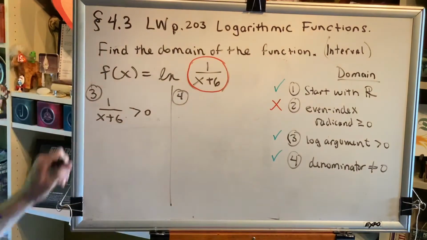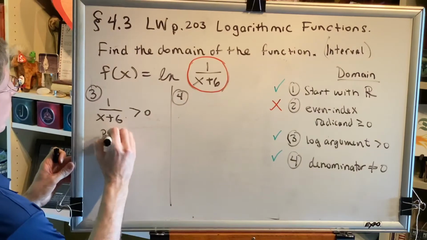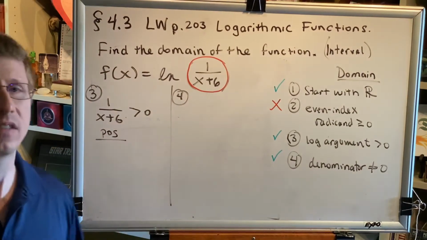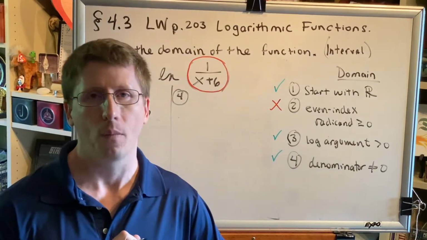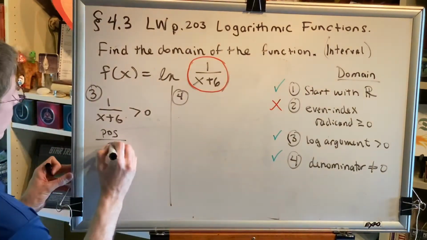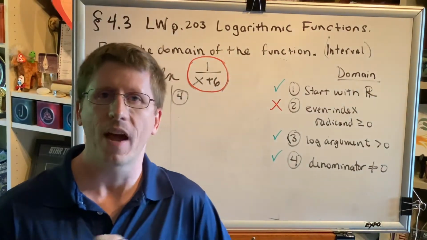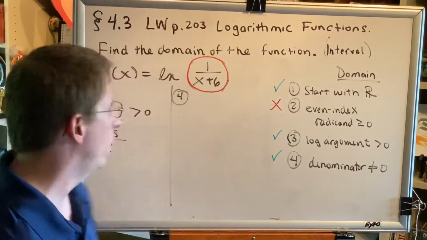Let's start with the 1. Is that positive, negative, or 0? It is positive. Next, x plus 6. Is that positive, negative, or 0? The answer is we don't know, because we don't know what x is. And then the last part says greater than 0. So is that positive, negative, or 0? That would be positive.